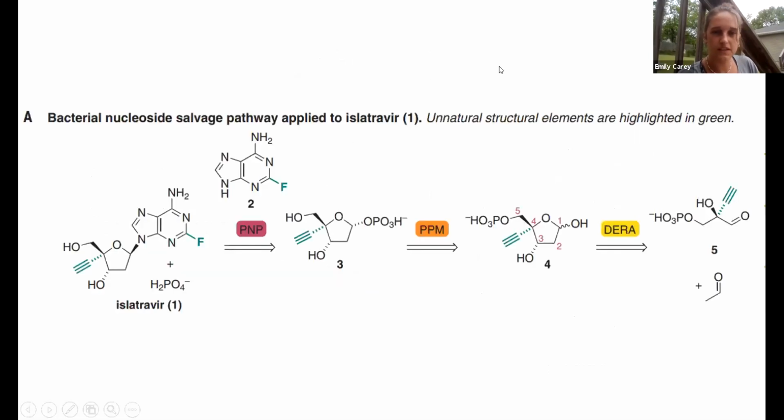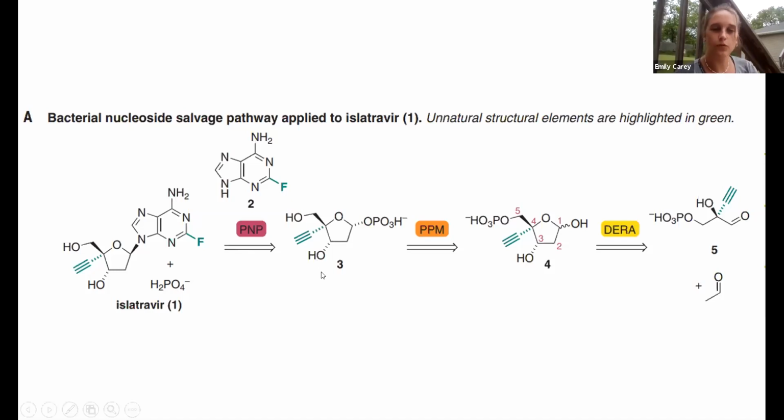So this is the retro salvage pathway. It's kind of like a planning tool, but it's not necessarily a reaction scheme. These arrows are important in how they're set up. This indicates a retro reaction. So it's basically saying, for example, we can make 3 from 4 using PPM. So it's kind of like thinking backwards from what you would expect. It's not exactly a laid out reaction. It's more so a planning tool.